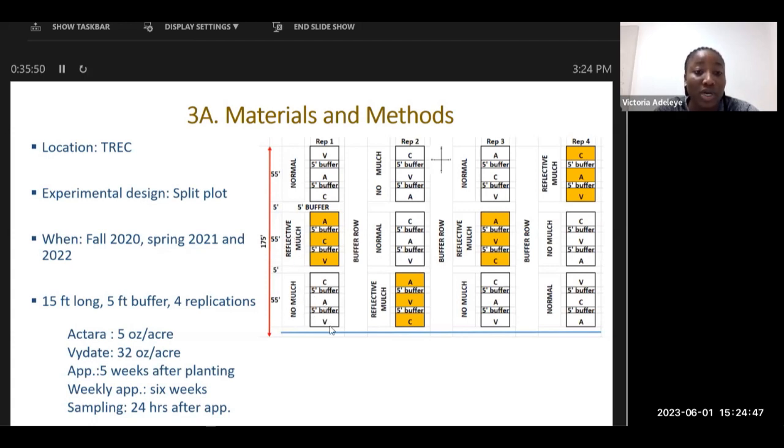We also had 2 subplots, which were the insecticide treatment plots. We had the control, which is represented by C here. We had the Actera and the Vydate. These Actera and Vydate are the 2 local standards growers use in South Florida.